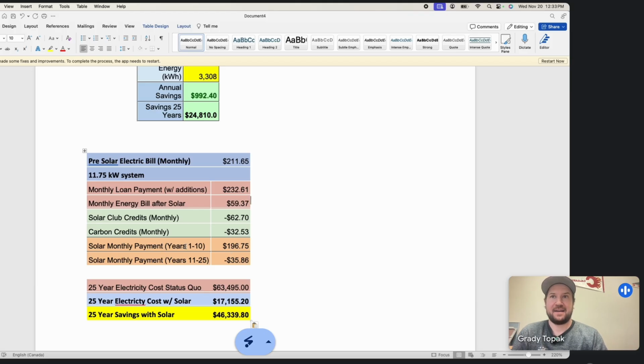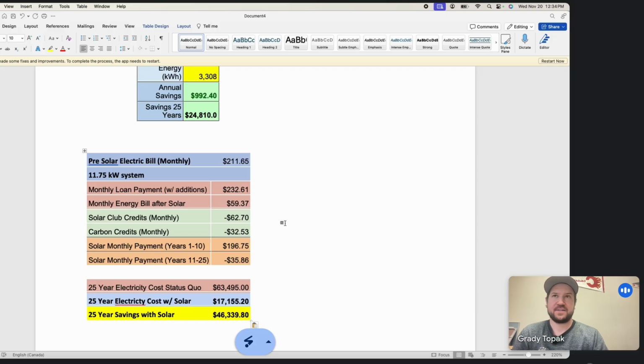Now, when I add the 10 years of this number with the loan payment and then the remaining 15 years of this credit position, my 25-year electricity cost is actually about $17,000. So over the course of 25 years, the difference between these two numbers is about $46,000 and change in terms of my savings, or my avoided cost of electricity over that period.